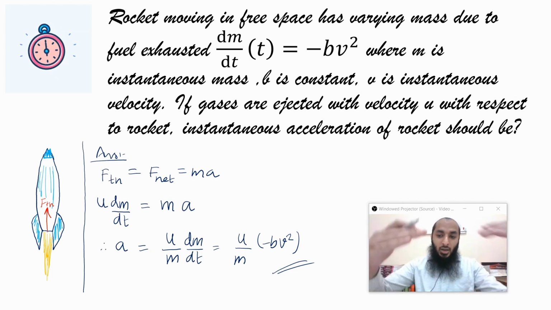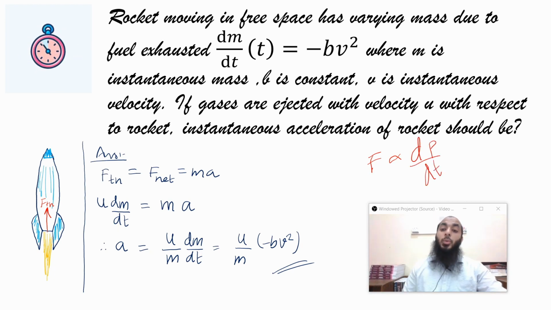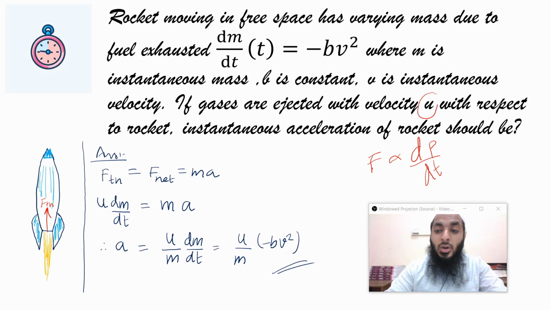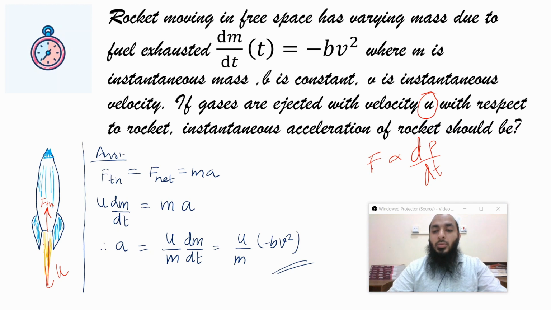See, gases are coming out. So we know from Newton's second law that any force is proportional to, or equal to, because the proportionality constant is 1, dp by dt. Where dp by dt means what? Rate of change of momentum. Now in this case, the velocity with which the gas is coming out is constant. It is u. So we can write dmu divided by dt, and that will become u into dm by dt.